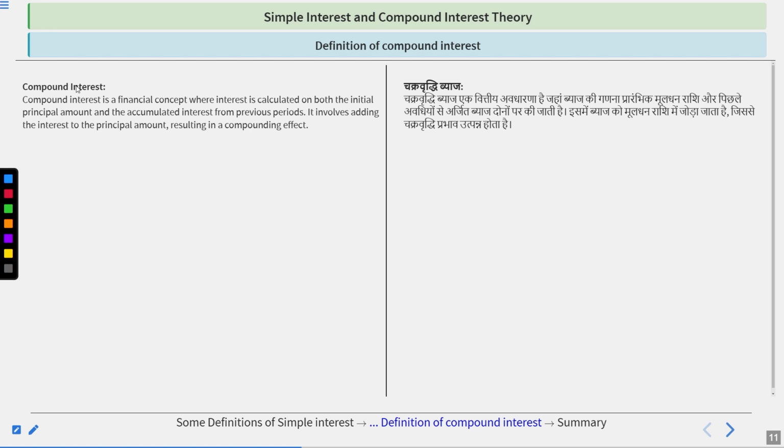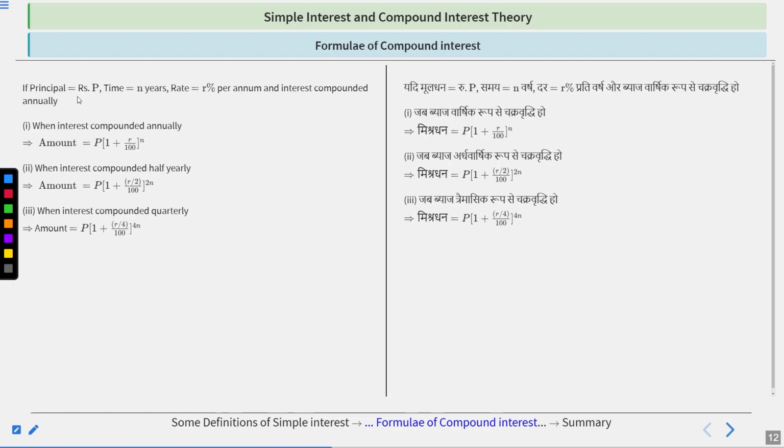Next, what is compound interest? Compound interest is a financial concept where interest is calculated on both the initial principal amount and accumulated interest from previous periods. It involves adding the interest to the principal amount, resulting in a compound effect. Clear? Compounding effect. So if principal is P, time is n years, rate is R% per annum, and interest is compounded annually, then the amount equals P into (1 plus R upon 100) to the power n, where n represents time, R represents the rate of interest, and P is the principal. Clear?